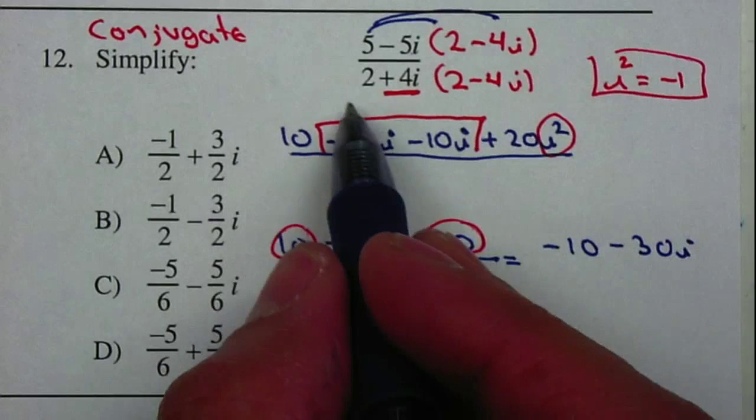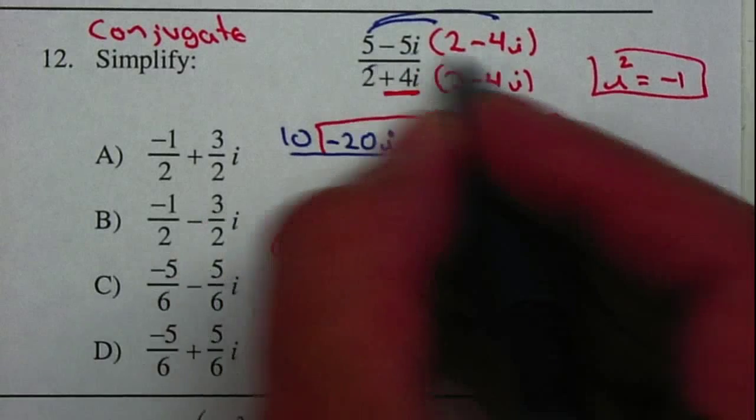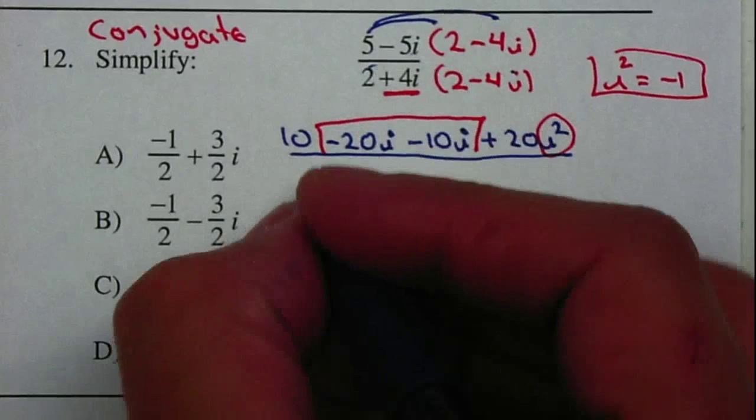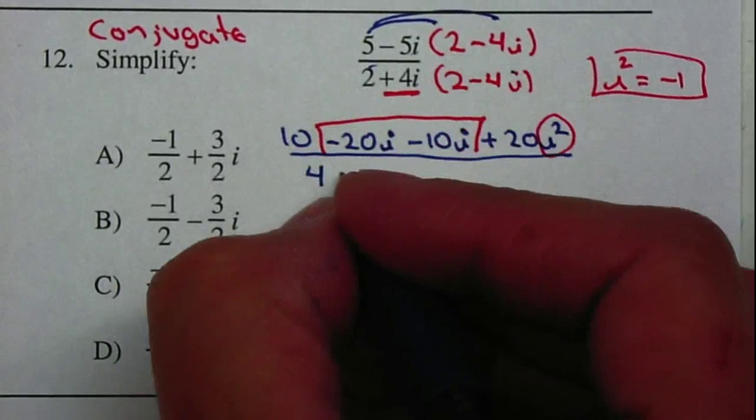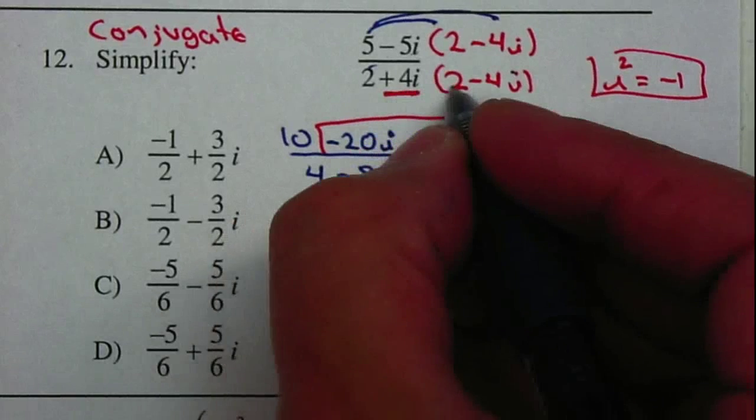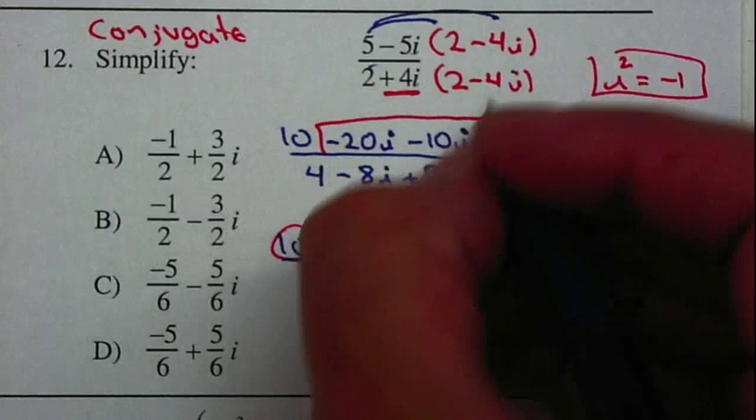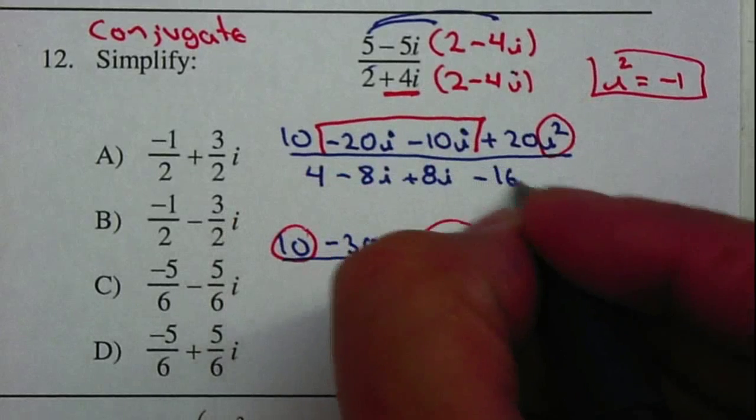And now I'm going to work with my denominator. I'm going to go through the same process. I'm going to multiply the 2 by them both. 2 times 2 is 4. 2 times negative 4i is negative 8i. 4i times 2 is positive 8i. And 4i times negative 4i is negative 16i squared.